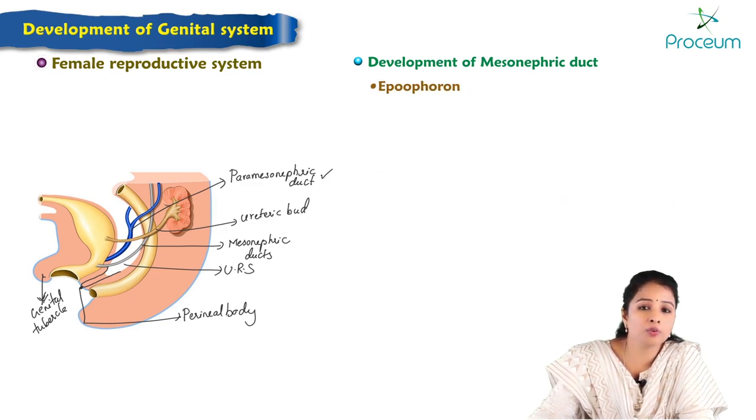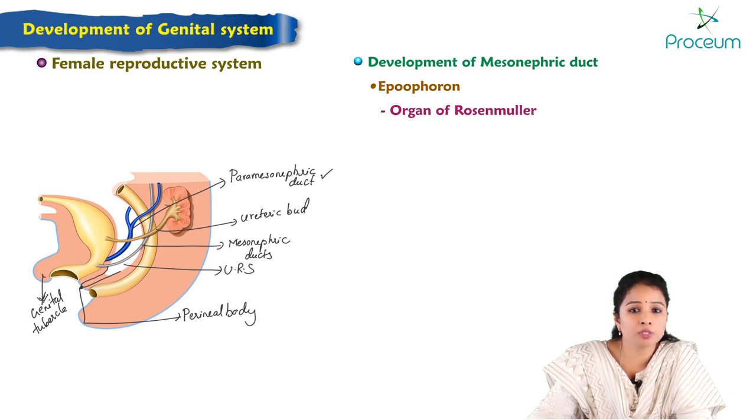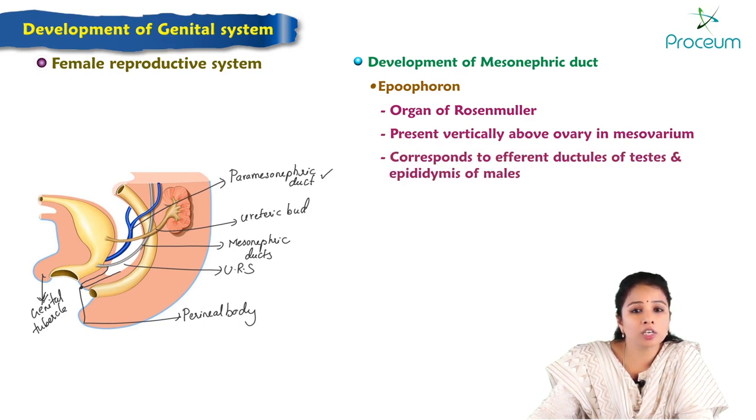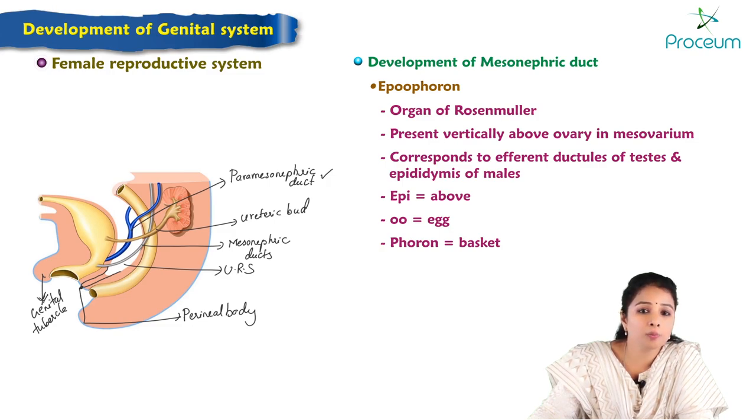Next, about the epoophoron, the organ of Rosenmüller, it presents vertically above the ovary in the mesovarium. The epoophoron corresponds to the efferent ductules of the testis and epididymis of males. Epi means above, oo means egg, and phoron means basket. So this is vertically above the ovary in the mesovarium. That is the reason they are called epoophoron.